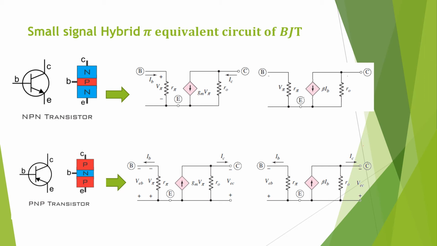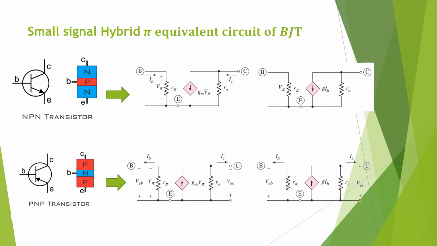It's not the electrons, right? This is the important thing you have to know. So what is the equivalent for the PNP transistor? Please compare the NPN transistor equivalent diagram as well as the PNP transistor equivalent diagram. The only thing that differs is the current direction, right?